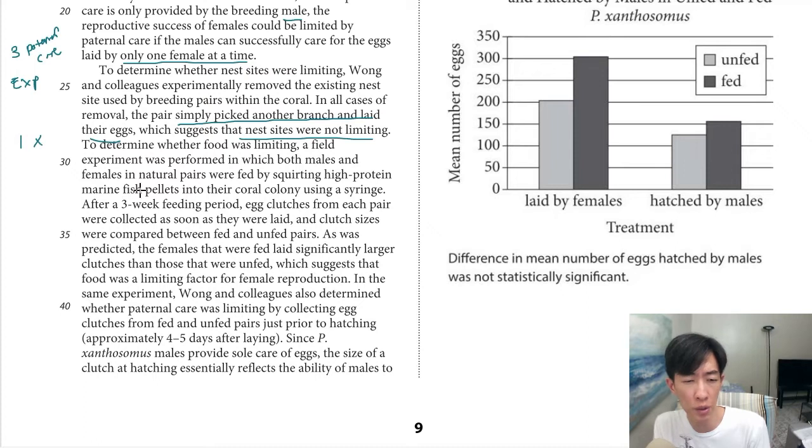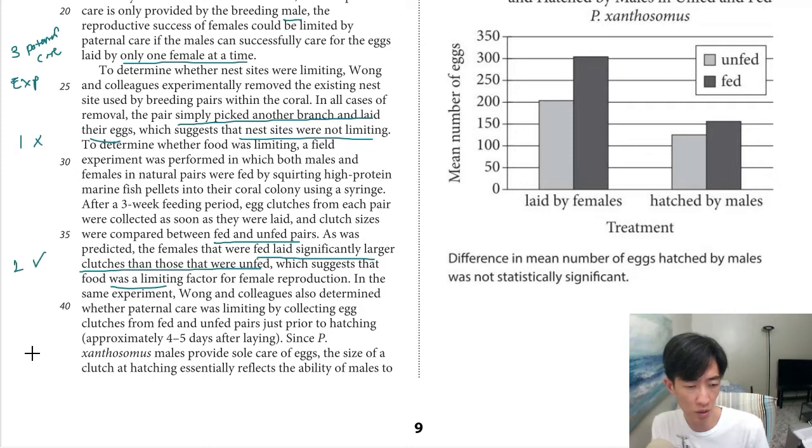Next, we're going to talk about food. And it looks like they basically artificially gave them food. Line 31, they were squirting high-protein marine fish pellets into their coral colony. And then they compared clutch sizes in line 35 between the fed and unfed pairs. And line 36, the females that were fed laid significantly larger clutches than those that were unfed, which suggests that food was a limiting factor. So the second one, food, it actually was a limiting factor. And the next part, we'll talk about the last factor, which is paternal care.